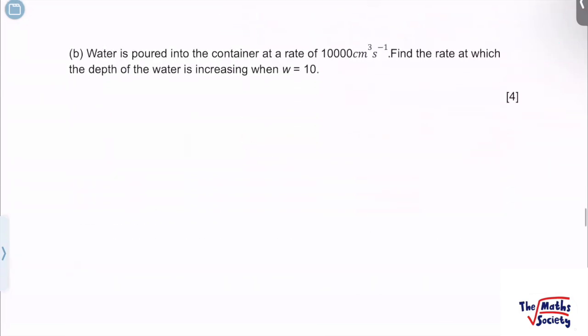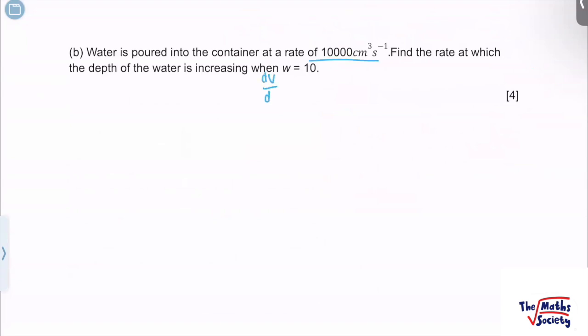And then we move on to part B, where it says the point is a continuous rate. We know the rate, which is dV/dt, isn't it? And that's equal to 1234 cm cubed per second. Find the rate at which the depth of water is increasing when w is equal to 10. So we want to know when w is equal to 10, so we still need to know dw/dt, isn't it?